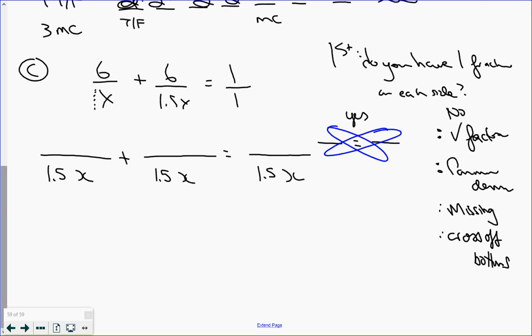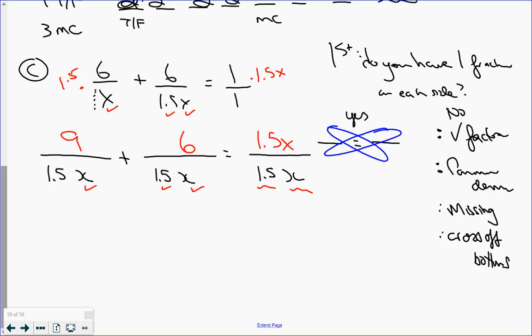So now we go through and see what we're missing. So I have the x, I'm missing the 1.5. So I'm going to go 6 times 1.5, and I get 9. Here, I have the 1.5, I have the x, I'm not missing anything, so the 6 stays as it is. Here, I'm missing both, because all I have here is a 1, and I need a 1.5x. So 1 times 1.5x is 1.5x.